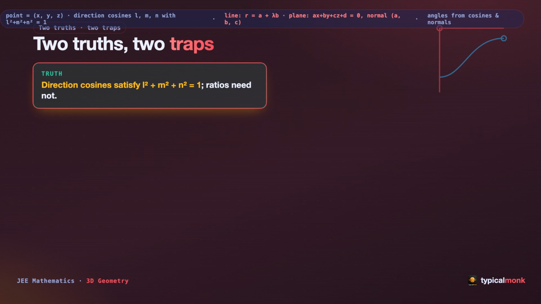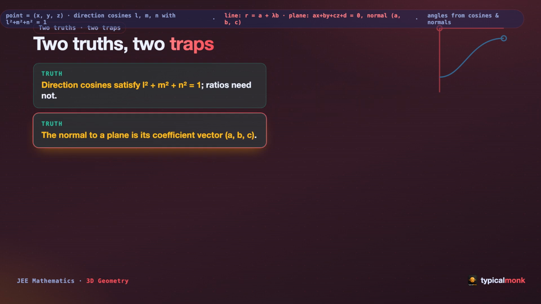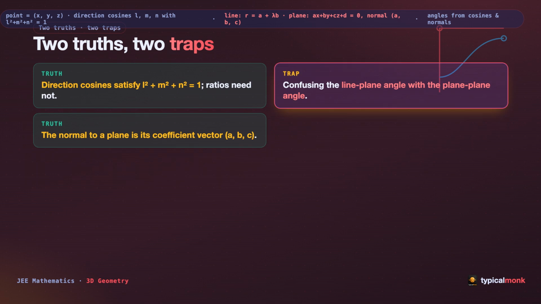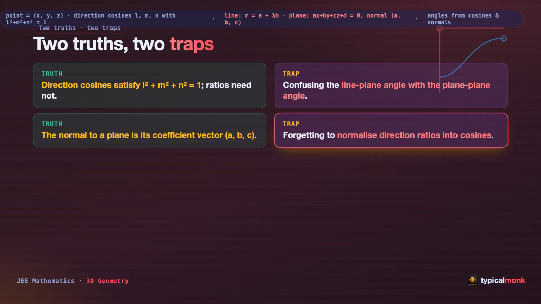Now, the 2 mistakes that quietly cost marks. The truth: direction cosines satisfy l squared plus m squared plus n squared equals 1. Direction ratios need not. The trap: confusing the line and plane angle with the plane and plane angle. The second truth: the normal to a plane is its coefficient vector, a, b, c. The second trap: forgetting to normalize direction ratios into direction cosines.